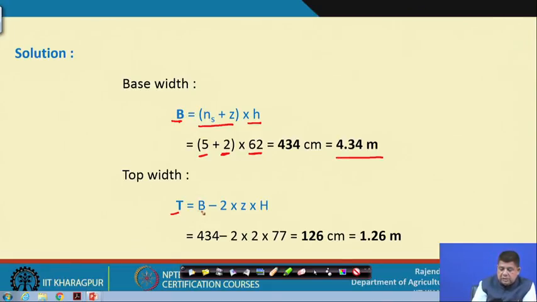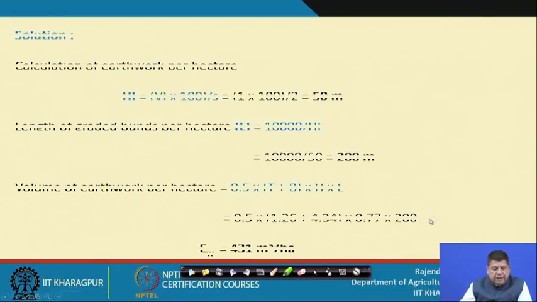Top width is b minus 2 times z and capital H, that is the gross height. So, 4.34 minus 2 into 0.77, that is the gross height, comes to 1.26 meters. So, because in this problem everything else was given, we straight away calculated the value of h, and thus it was simpler to calculate all other values.